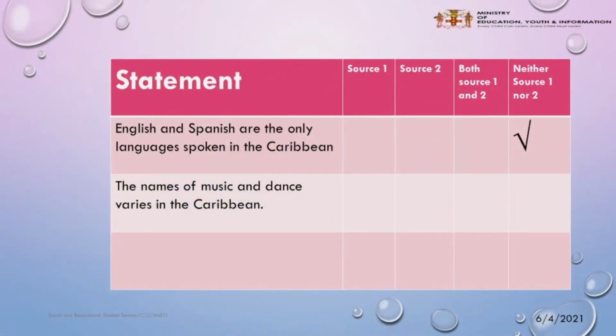All right, now, it seems as if we're doing great so far. So let's move on now to the next statement. It says, the names of music and dance varies in the Caribbean. Does source 1 support this statement? Is it source 2? Or both 1 and 2 support this? Or neither source 1 nor 2 supports this?